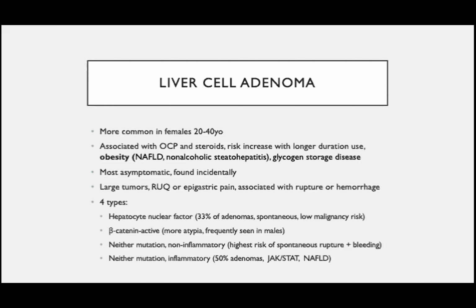There are 4 types. I don't think it's that high yield, but we can quickly go over them. Hepatocyte nuclear factor related ones are 33%. They're spontaneous and have low malignancy risk. There's the beta-catenin active type, where there's more atypia and they're more often in males. If they have neither mutation and are non-inflammatory, they have the highest risk of spontaneous rupture. If they have no mutation but are inflammatory, those are about 50% of adenomas, and they are associated with JAK-STAT mutation and fatty liver disease.